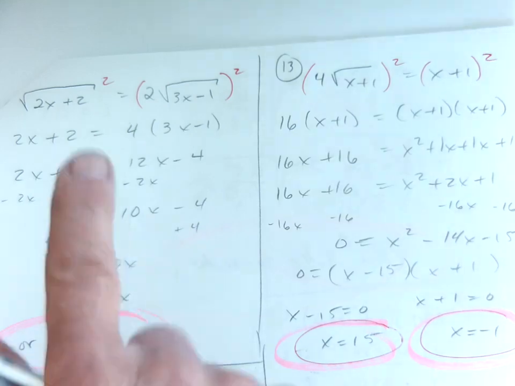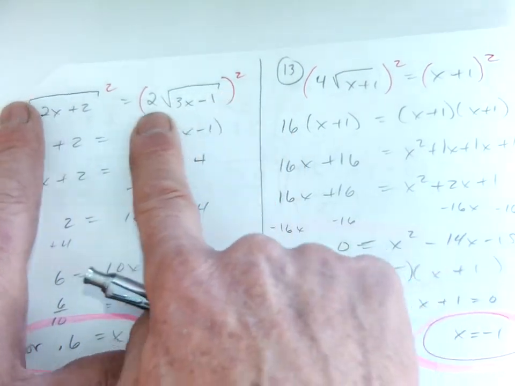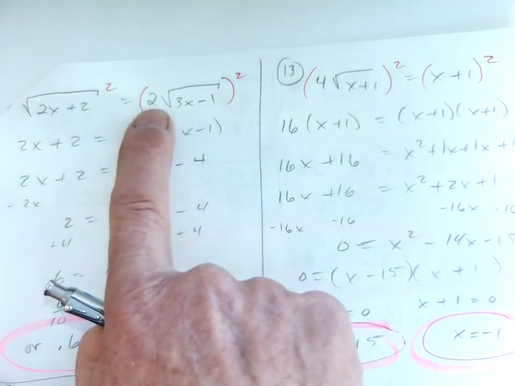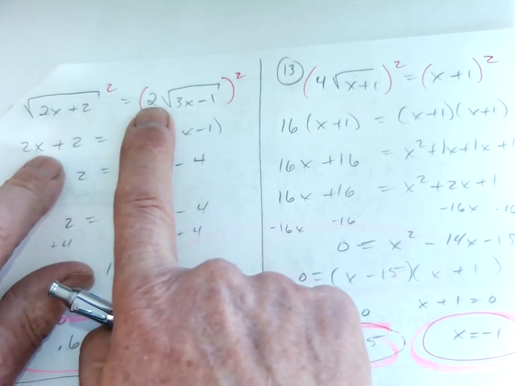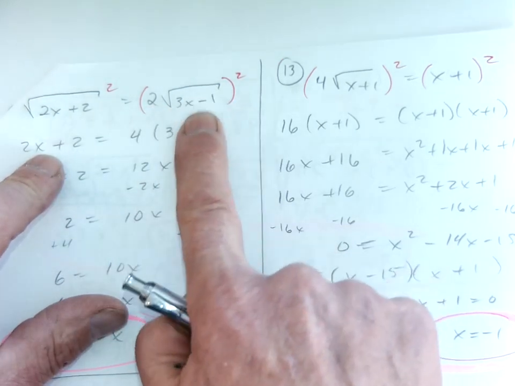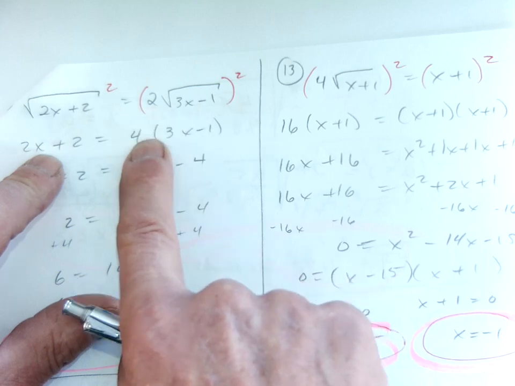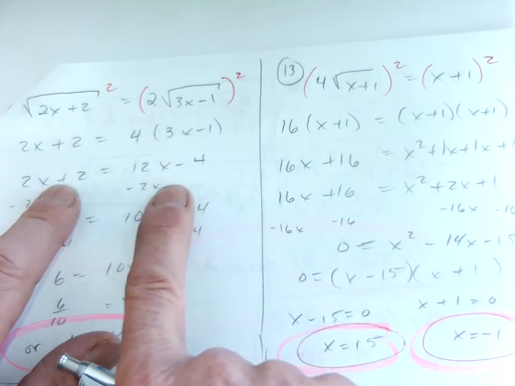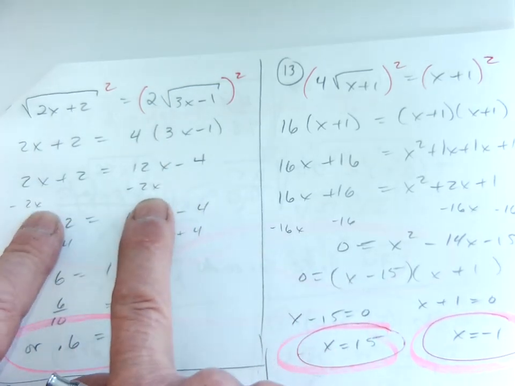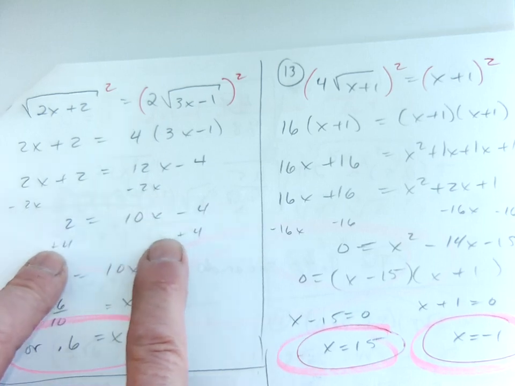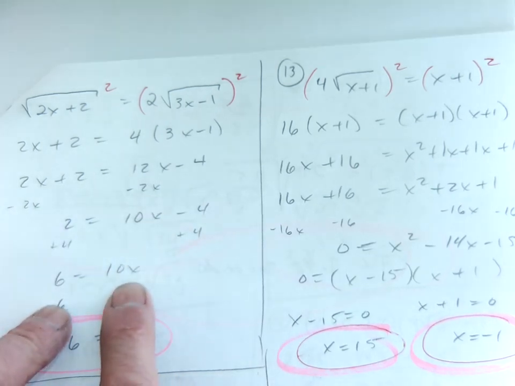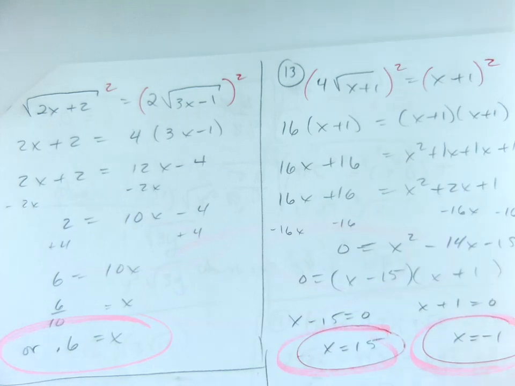Okay, now, solving this one. The only trick to this one is when you square both sides, don't forget the 2, you have to square the 2. So square it, square root cancels, square it, the square root cancels, but don't forget to square the 2, which makes a 4. Then I distributed, solve for x, minus 2x, add 4, divide by 10, and I get 0.6, okay?